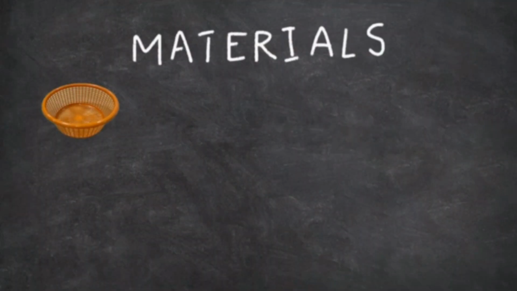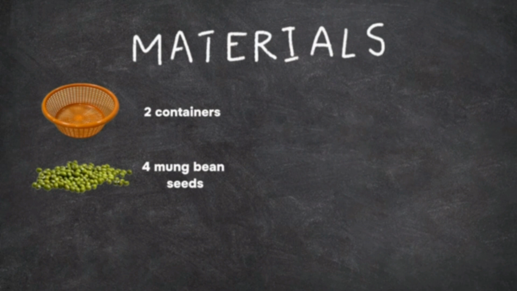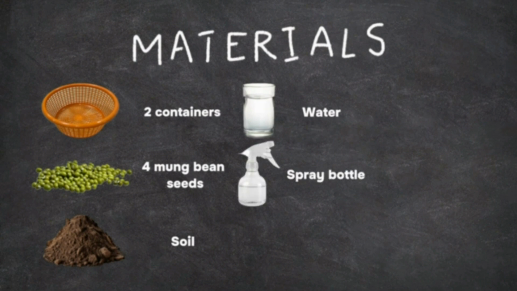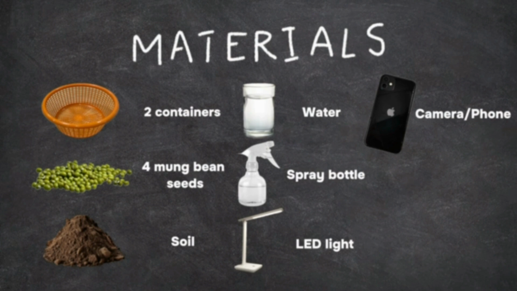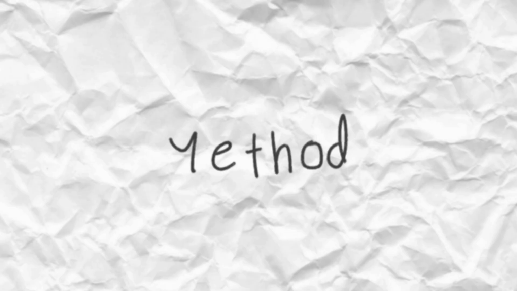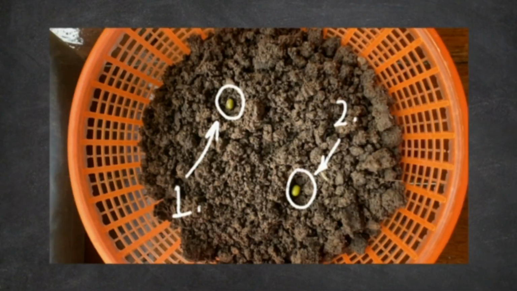Materials: 2 identical containers, 4 mung bean seeds, 2 per container in case one didn't grow. Same type of soil for each container, water, spray bottle for watering, LED light with adjustable brightness, camera to take daily photos of the plants, small cloth under each container to soak up extra water so the soil didn't get too wet. Method: we planted 2 mung bean seeds in each container using the same containers and soil.